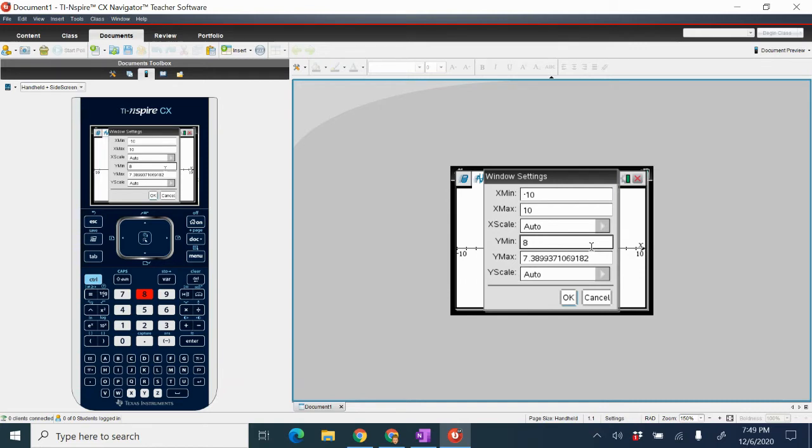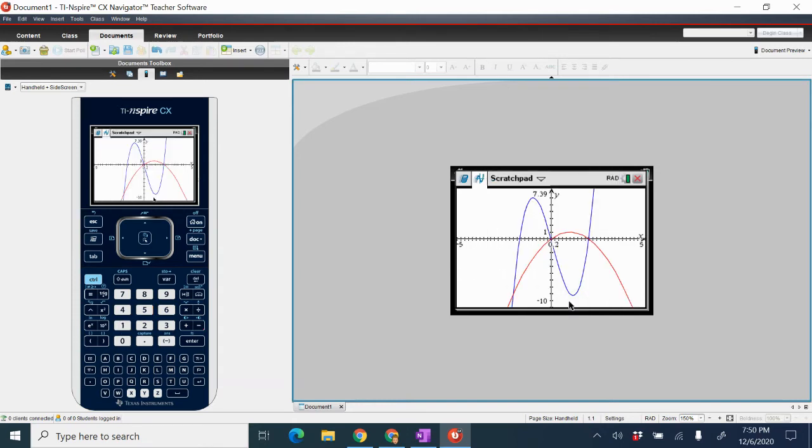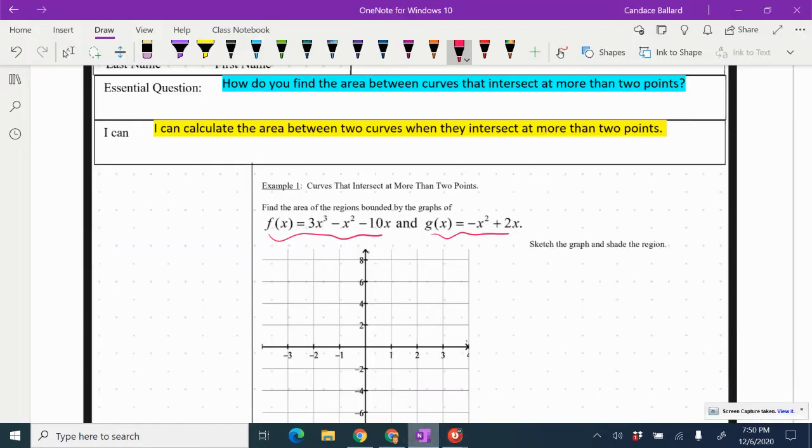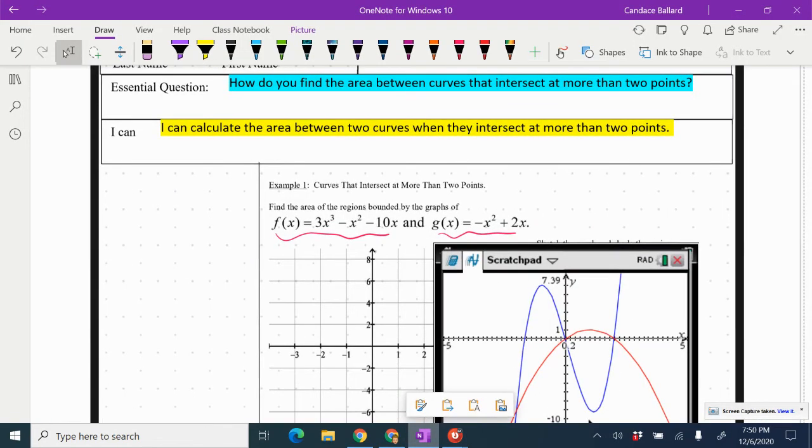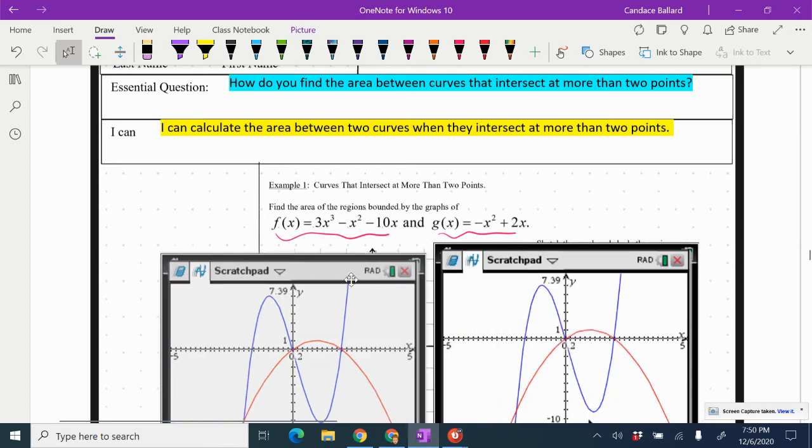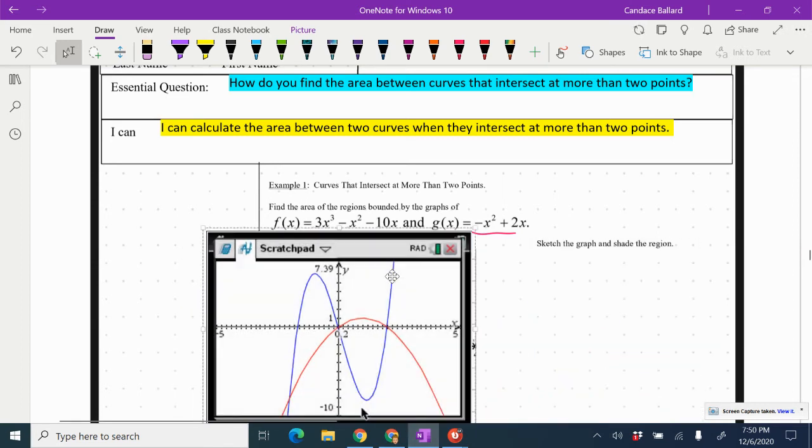Let's go back to 8. I don't need as much X. I can go from -5 to 5. And then on the Y min, I probably need to be actually lower, right? So let's go to -10 and see what happens. Now I have a much better picture of my graph. So I could take that and just sketch it over onto my picture here. So I'm going to use that for now, for my sketch.